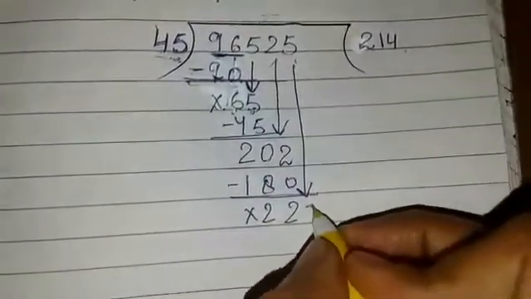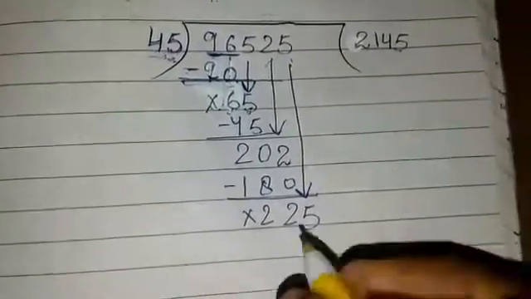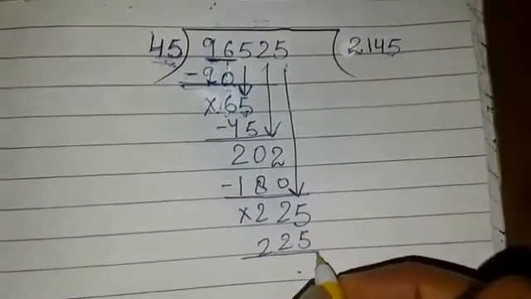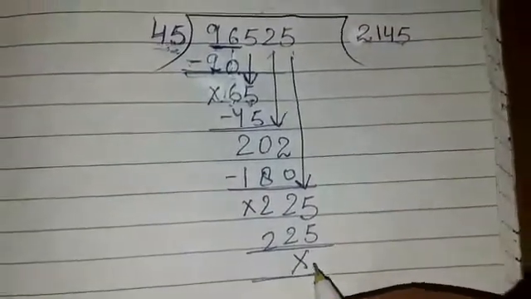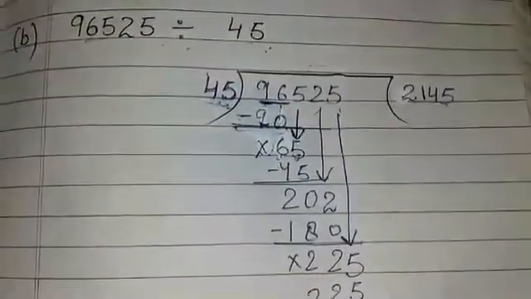note down the next digit, that's 5. 45 fives are 225, it's 0. Now you can see the remainder is 0. That means our division has been done.